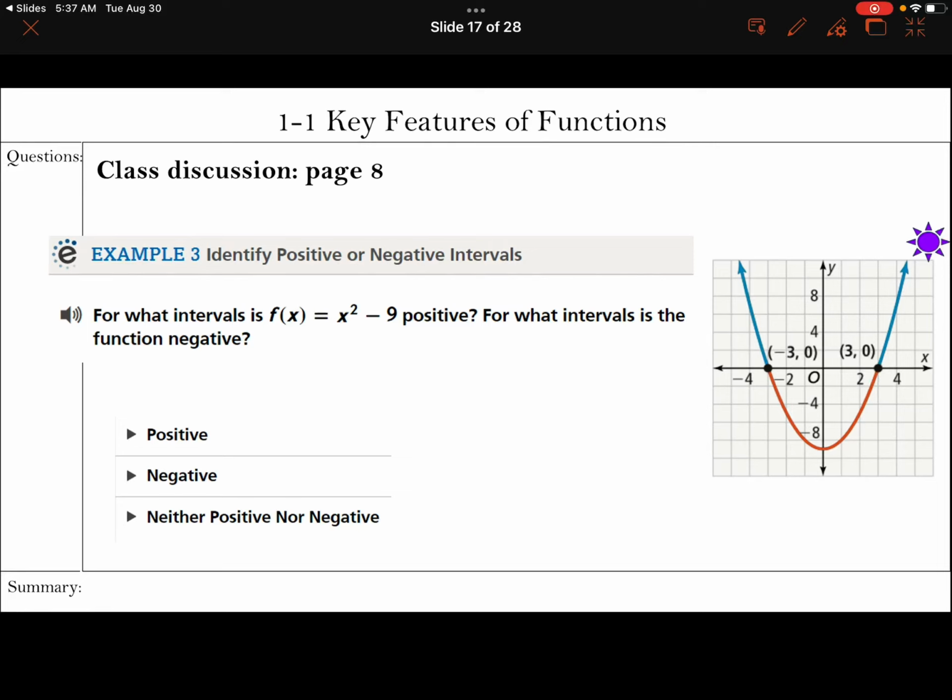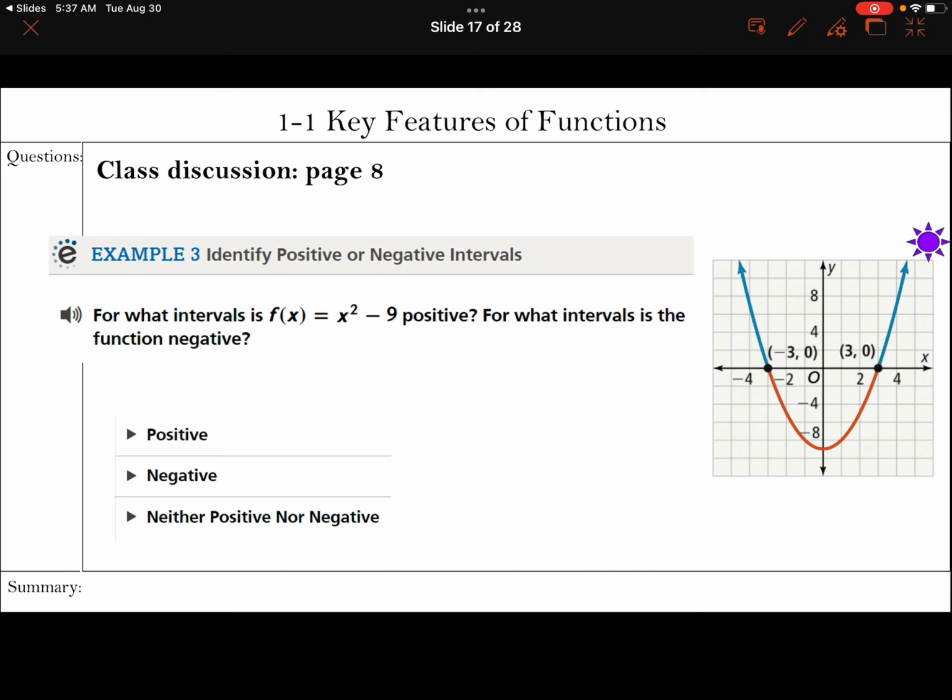So now we're going into intervals, either positive or negative intervals. On page 8 of your notebook, or your book, it says identify positive or negative intervals. This is example 3. For what intervals is f of x equals x squared minus 9 positive? For what intervals is the function negative?